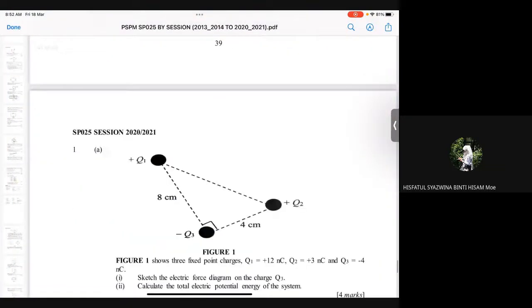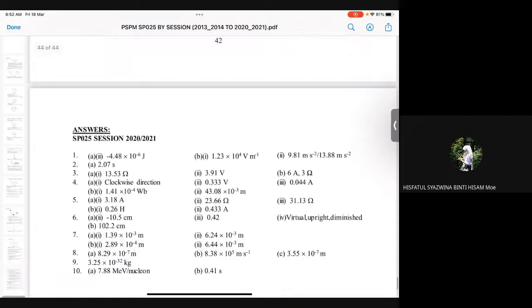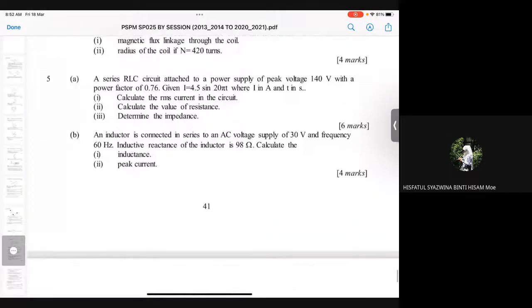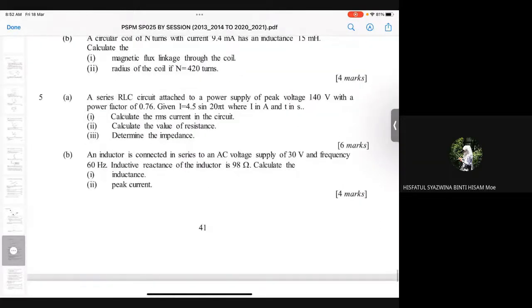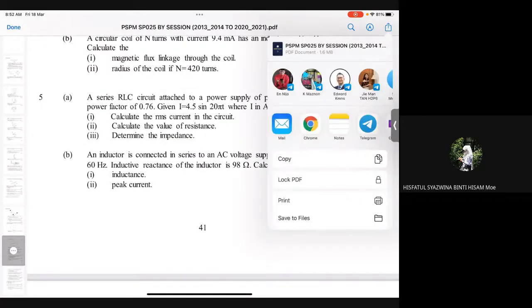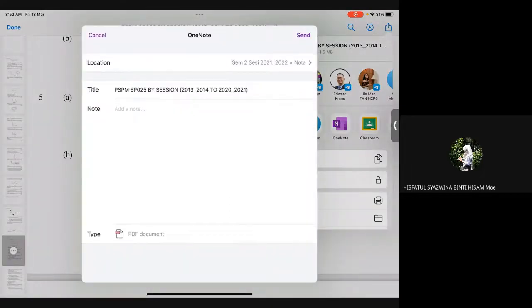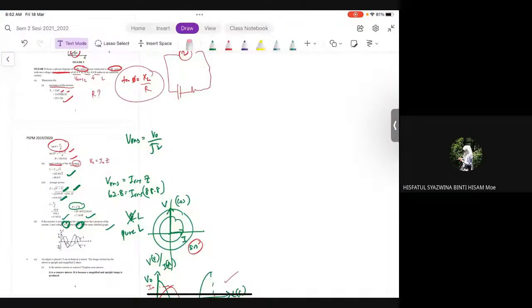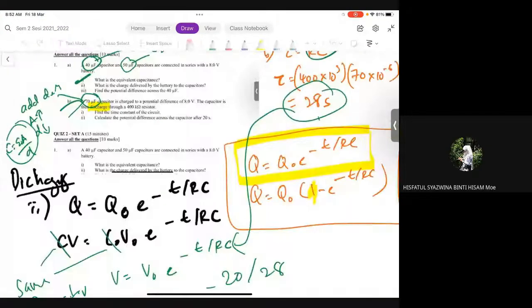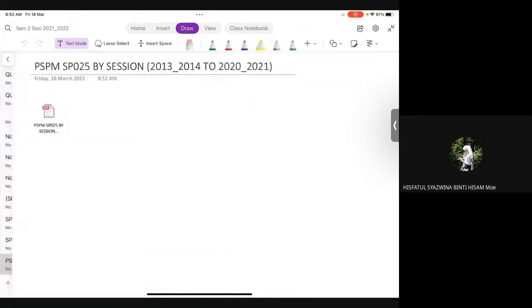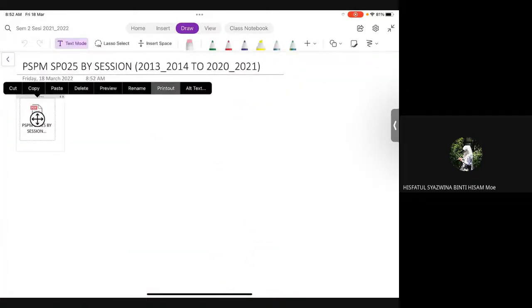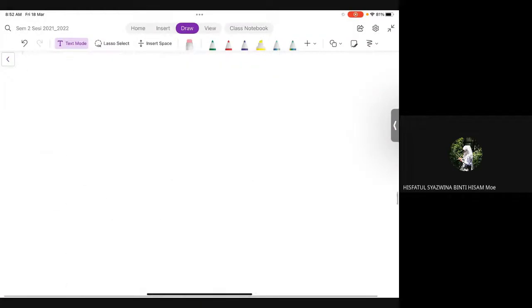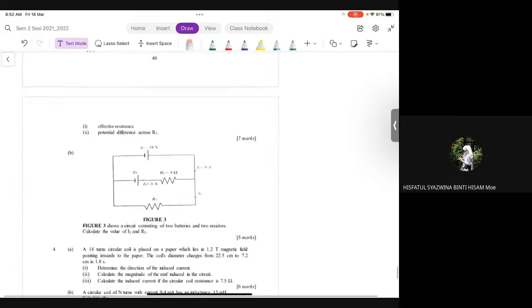Nampaknya tak sempat lah nak masuk chapter baru. Okay, kita tengoklah 2020. 2020. Okay. Ni. Dia berapa? 10 markah. Okay. Dia bagi. Saya buat dekat ni lah. Saya tengok 2020. At least kita past year memang kena buat.